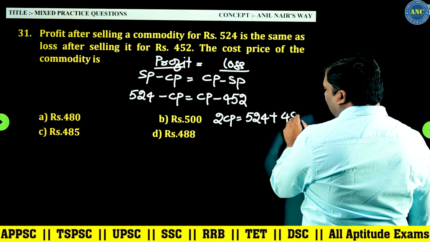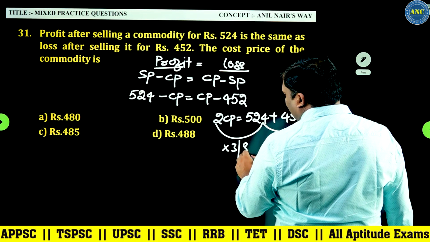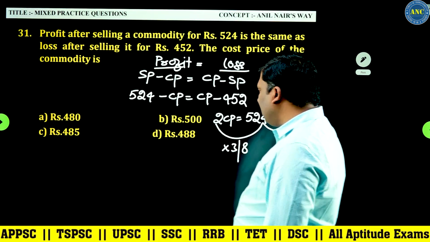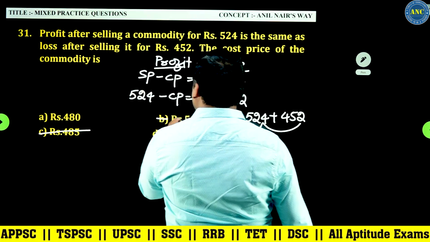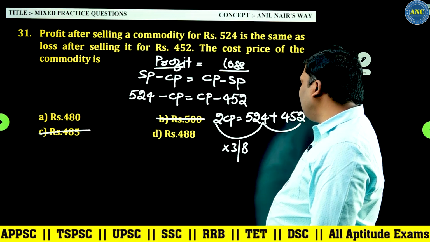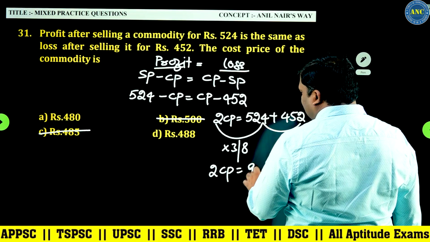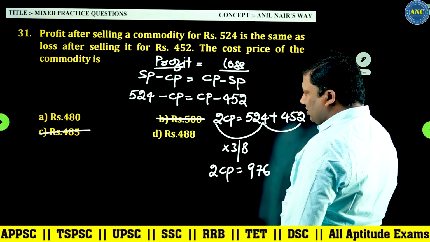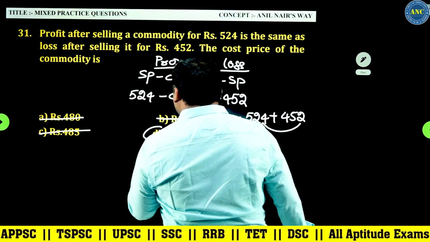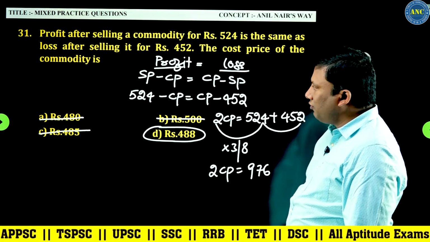plus 452. 4 plus 2 is 6. These 2. 2 3s are 6. 2 8s are 16. The answer, the rightmost non-zero digit should end with 8. This is ruled out. This is ruled out. The answer has to be either 480 or 488. So this is 2CP, it is 976. It is not a multiple of 10. So this is eliminated. The answer for this question has to be 488. The answer has to be 488.